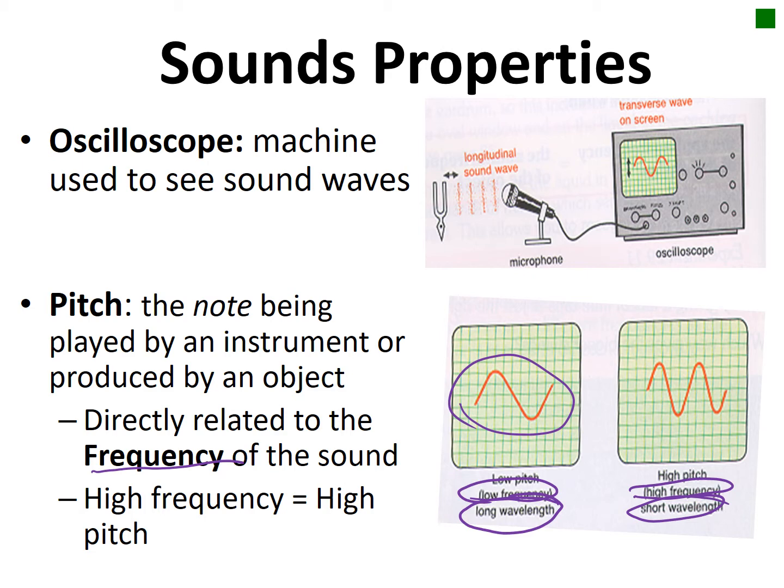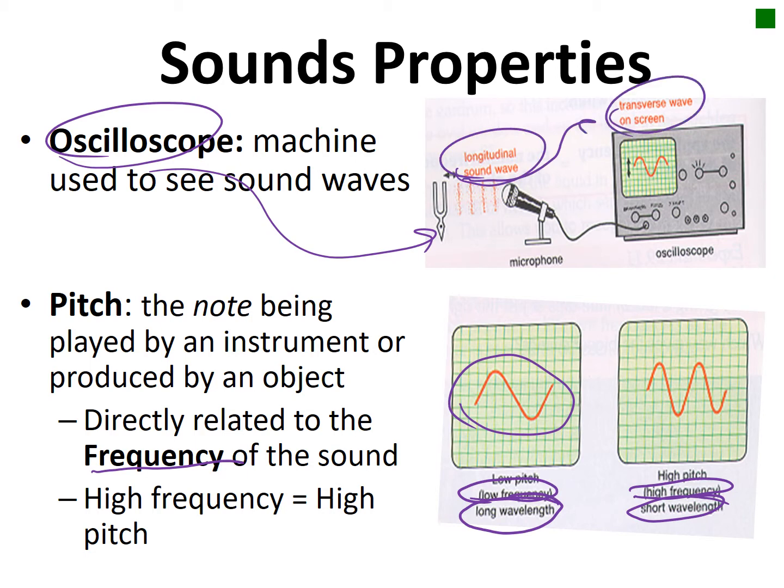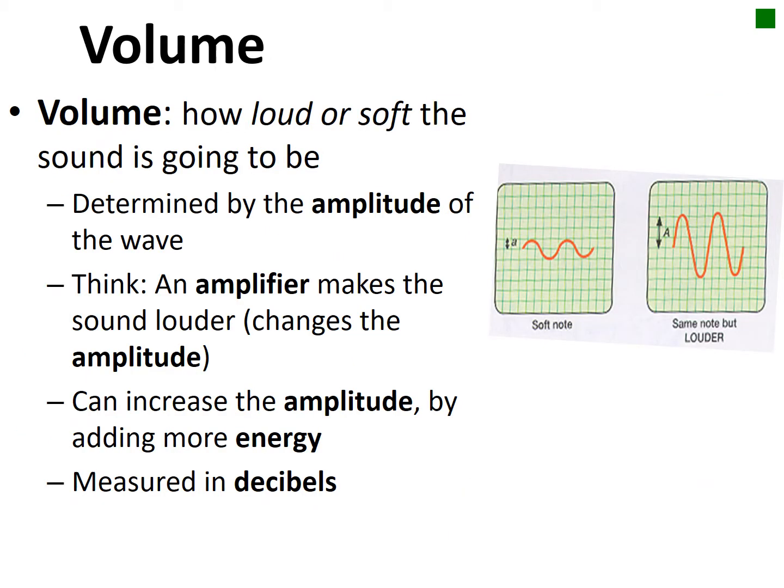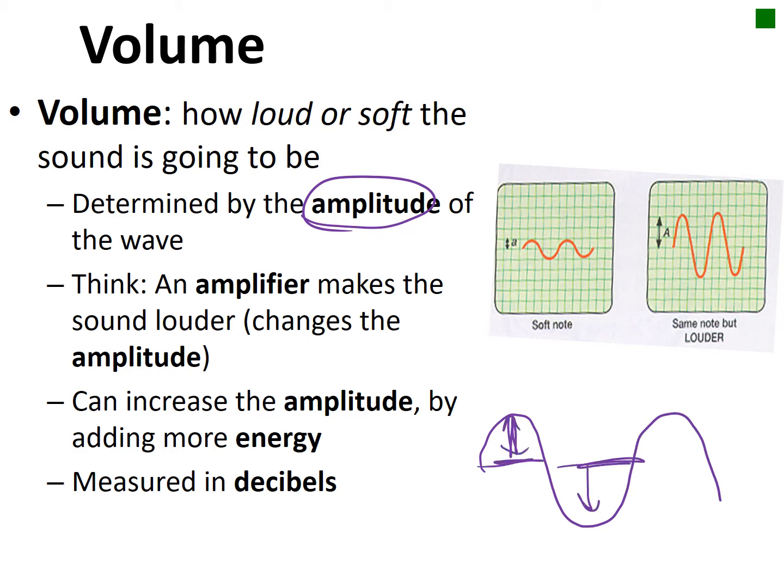All right, so once again, the oscilloscope is the machine that translates the longitudinal wave into a transverse wave that we see through a machine. And then pitch, how do I change pitch? I change its frequency. How do I change something's volume? Because obviously there's louder and softer sounds, right? The way that you do that is you change its amplitude. So what is amplitude? Remember, if we look at a transverse wave, amplitude is from the origin to the crest or from the origin to the trough.